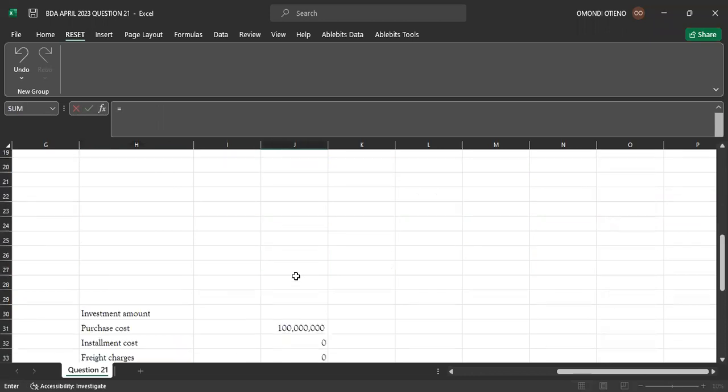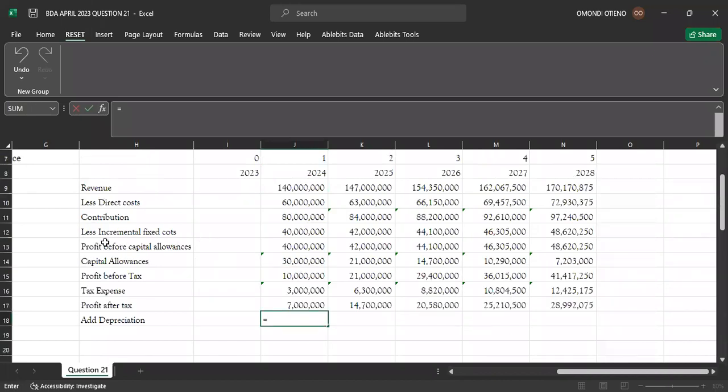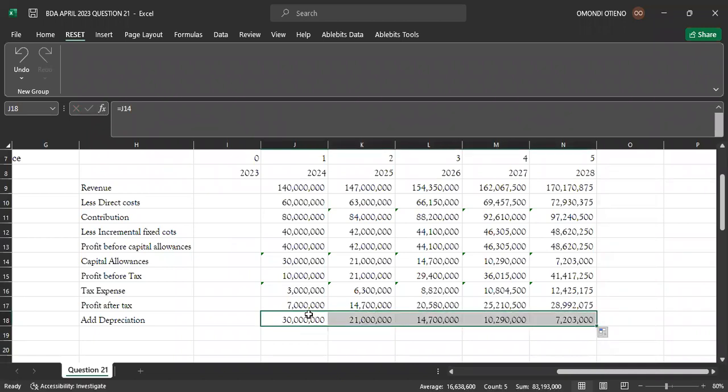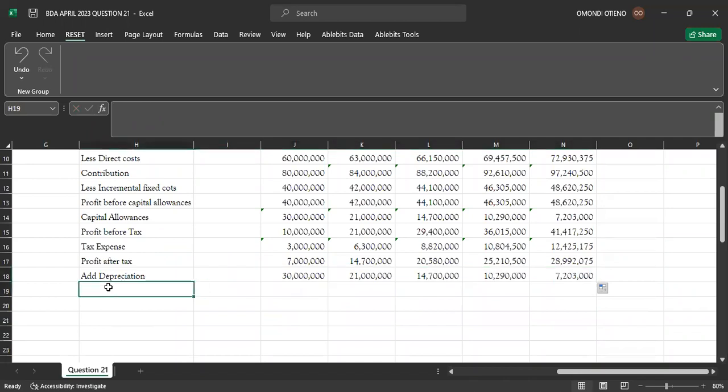So you can refer to the depreciation that was down here, or you just pick the values that are up here. You refer to what you have up there. Then, after adding back depreciation, what next are we going to do?